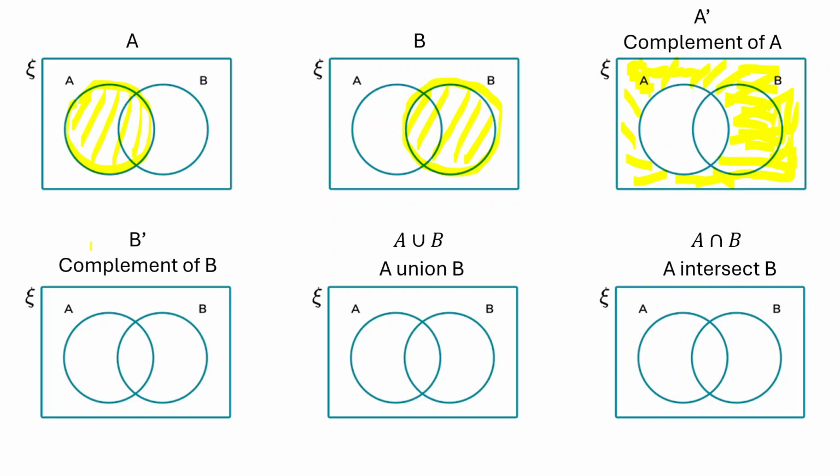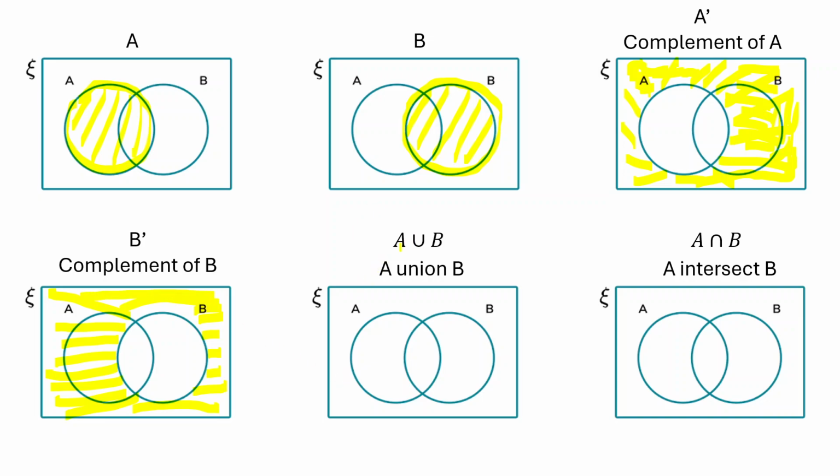Similarly for this one, B dash, the complement of B, we're looking at everything that is not B, so everything outside of B. It's not particularly easy to shade on this, but hopefully you get the idea. We're looking at everything that is not B, the complement of B. So make a note of these as we go through.